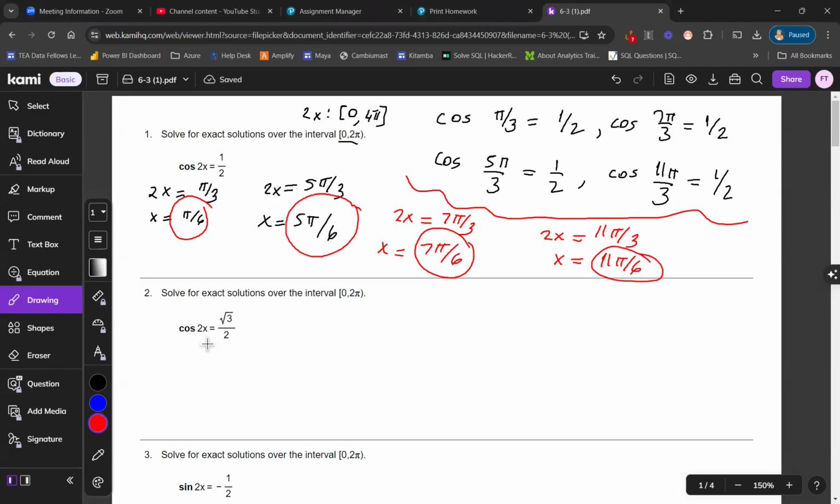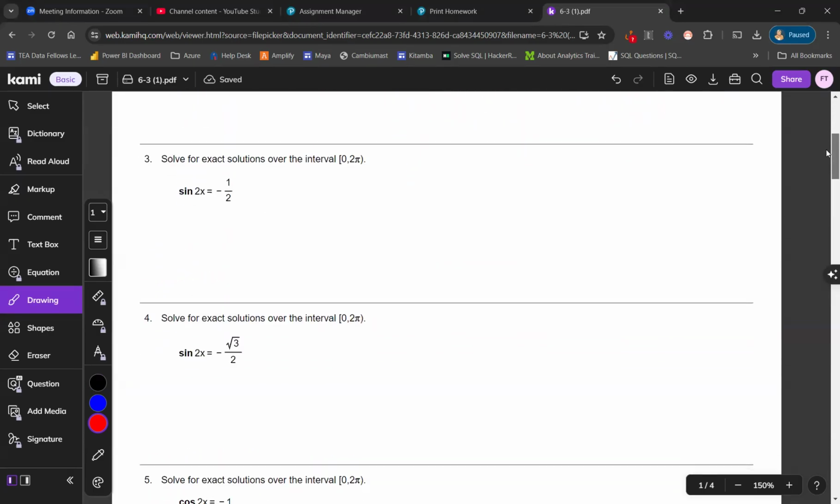Number 2 is the exact same question, but the value we have to focus on is now root 3 over 2. Don't forget that cosine of 30 degrees, which is pi over 6, is equal to root 3 over 2. This will be your starting point, but we're going to repeat every step I did in number 1 to get the answer to number 2. You will also get 4 solutions.